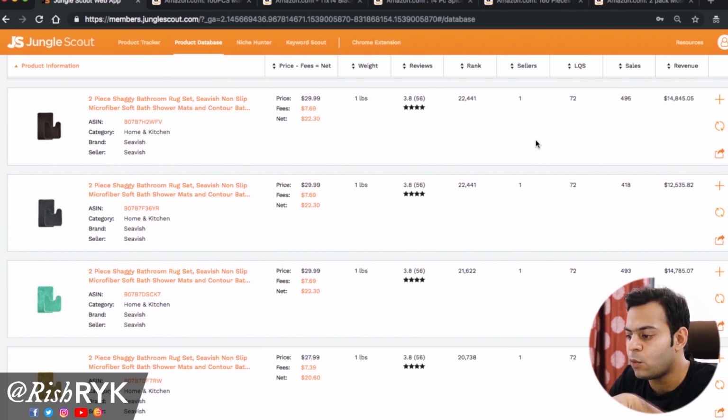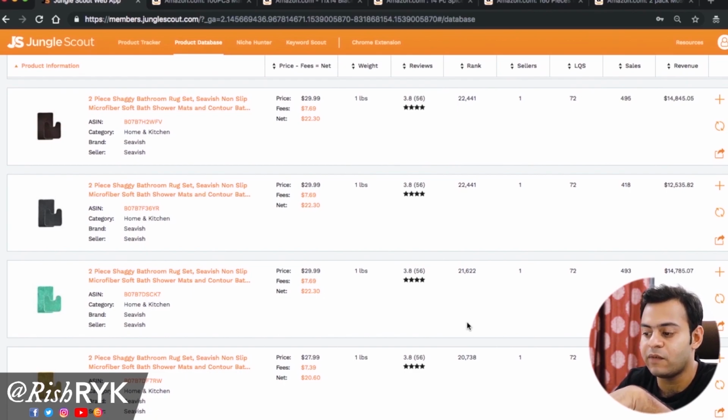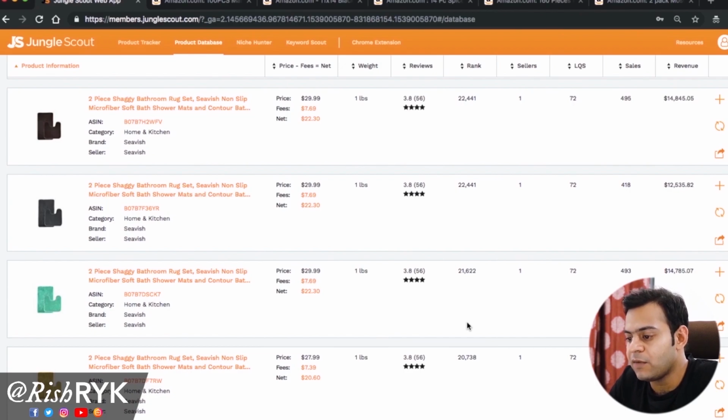If you look at the listing quality score, all of them have the same listing quality score. If you look at the rank, a couple of them have the same rank, a couple of them have different rank. Now this could be because JungleScout actually updated their system at different times for these 4 listings, and that is why they have different ranks, but they are supposed to have the same rank. And if you see the number of reviews, they're exactly the same on all of these 4 listings.